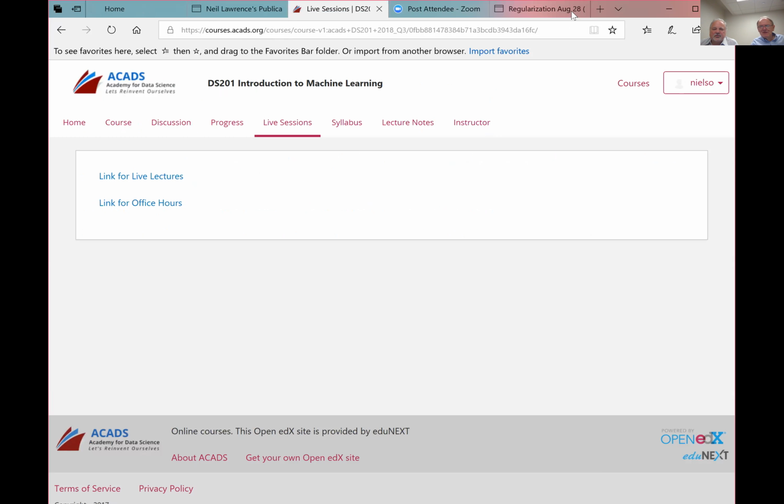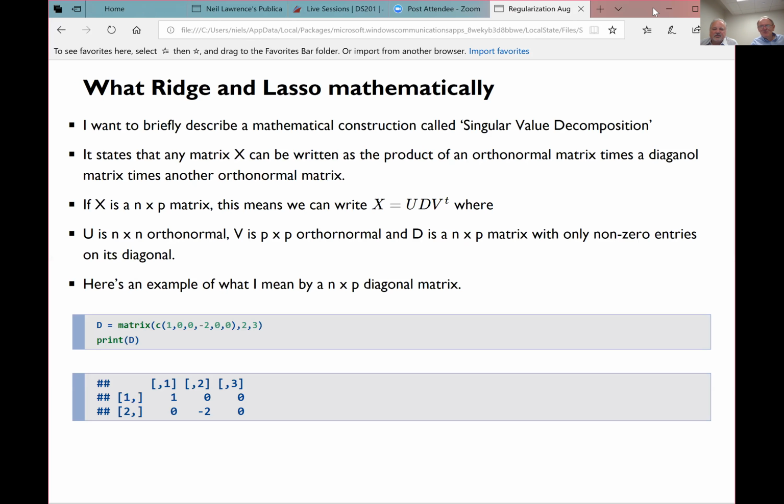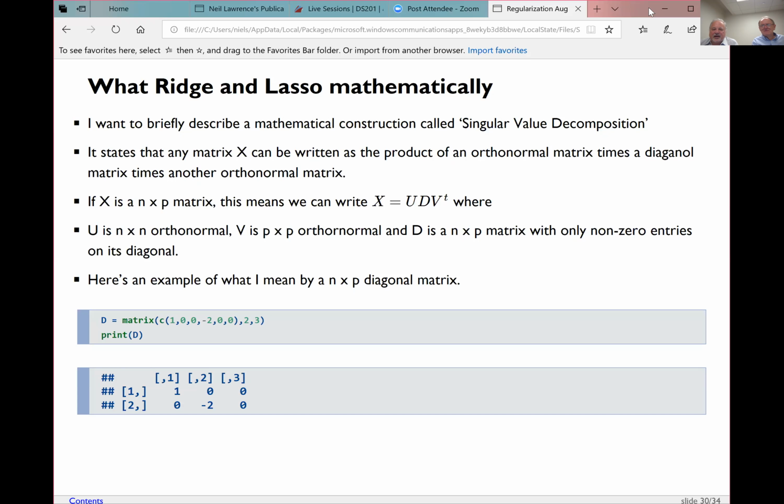Oops, sorry. I want to move this. Okay. It's an n by p diagonal matrix. Now, what do you mean by a matrix diagonal if it's not square? What I mean is, starting from the top left, you can find a diagonal. It may end too soon, but there is one. So, for example, in this matrix here, I have 1, 0, 0, 0, minus 2, 0. This is a diagonal matrix in the generalized sense. The diagonal elements are 1 and minus 2.